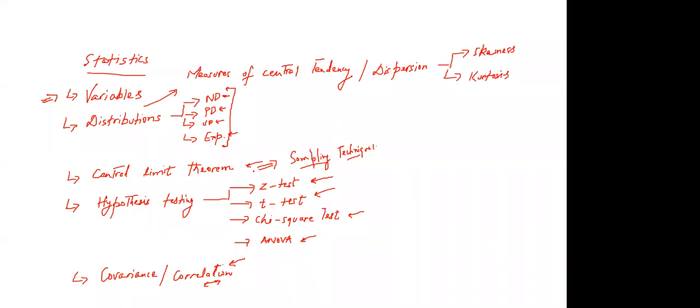ये है normal distribution, ND. We have Poisson distribution. UD is uniform distribution, and EXP is exponential distribution. This question kurtosis, KURTOSIS.